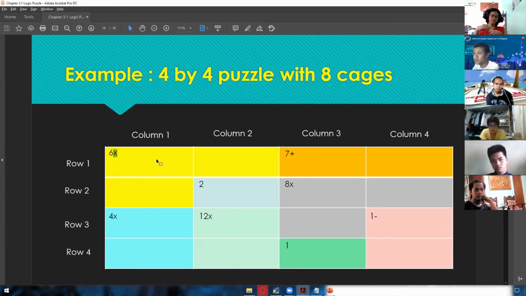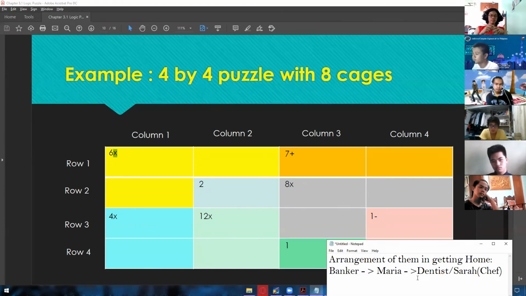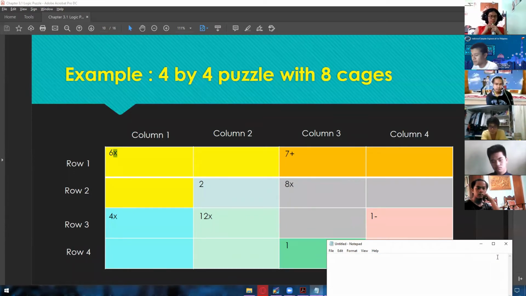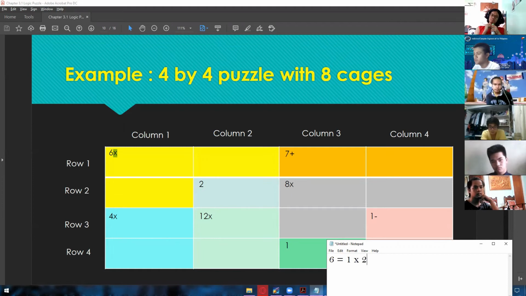This one is a 4x4 grid, so we can use 1, 2, 3, and 4. But we have to think of a number that is equal to 6 by using multiplication. One possibility is 1 times 2 times 3. This is equal to 6, and we've only used the multiplication operator. So we can put here 1, 2, and then 3, or 3, 2, 1, depending on your technique. In my case, I could just simply put 1 and then 2 and then 3.